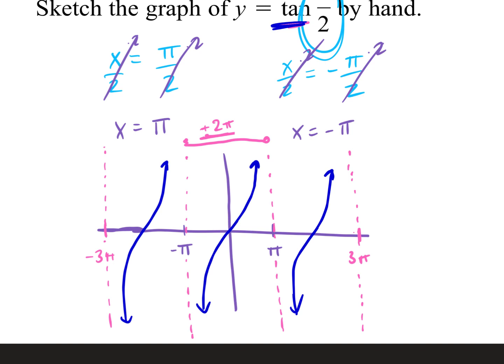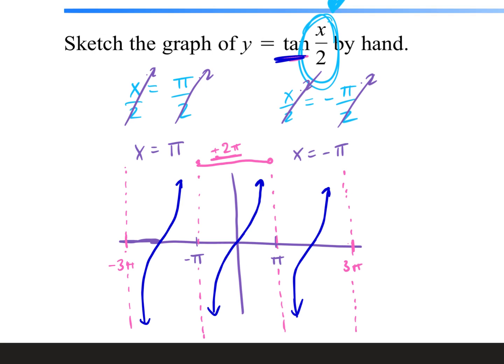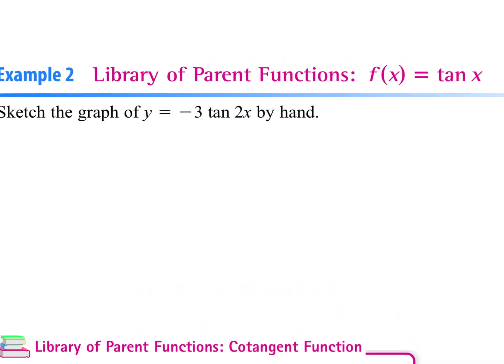It's important when you draw your graph, you don't touch the asymptotes and don't draw a straight line. Your tangent graph is going to be a little bit squiggly. I know I'm not Picasso, so it doesn't have to be perfect, but just make sure you're not drawing a straight line and don't touch the asymptotes. And this is our graph. So let's look at example 2.